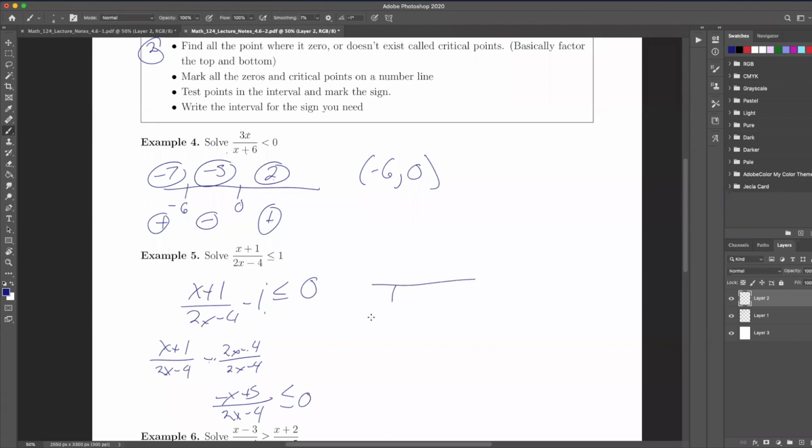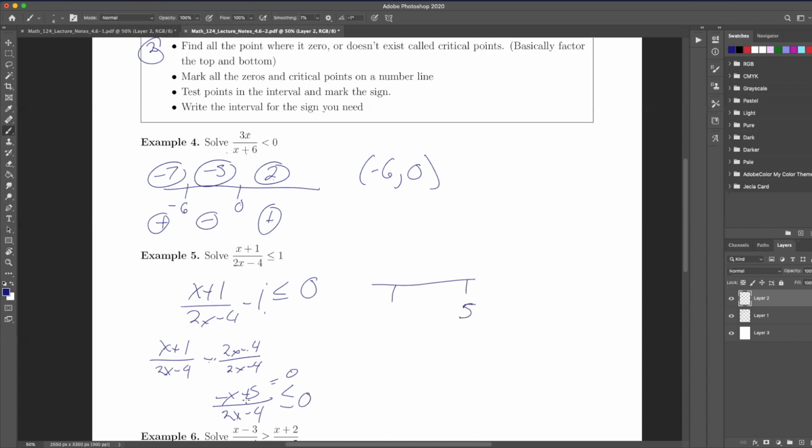I'm going to put in, so where is this top part equal to 0? Well, this equals 0 when x is 5, right? Because negative 5 plus 5 will give me 0. Or if I move over, this becomes negative 5, and then divide, I'll get 5. So here, this will give me 5.